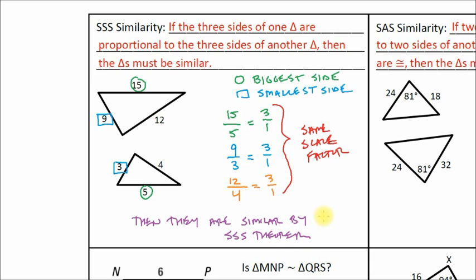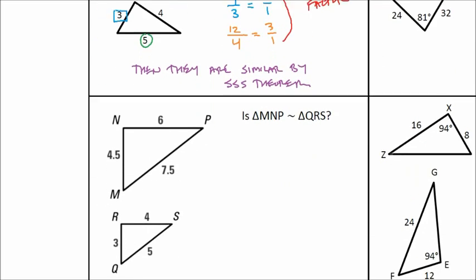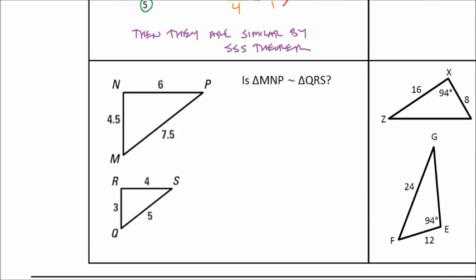So there's a way we can actually prove that two triangles are similar. It's a shortcut. We don't have to look at the angles. We can just look at the three sides. So let's take a look at how this plays out in a question. Here's a typical question you might see on a test or a quiz. Is triangle MNP similar to triangle QRS?